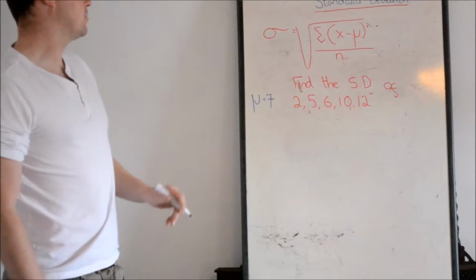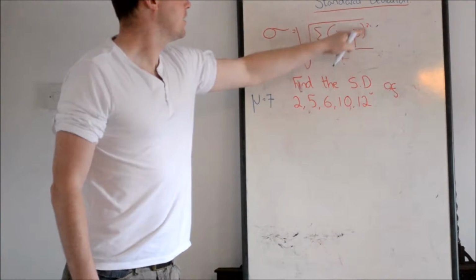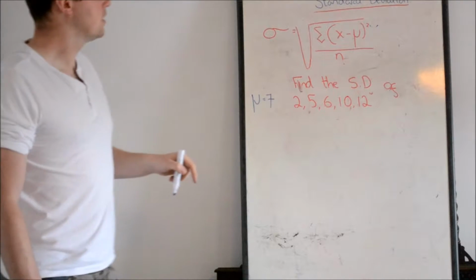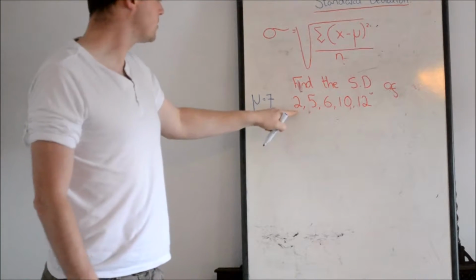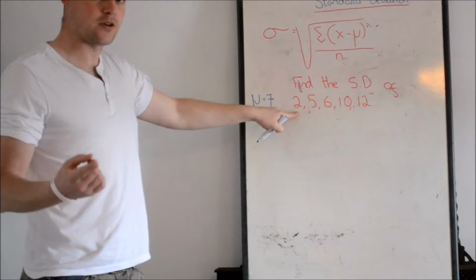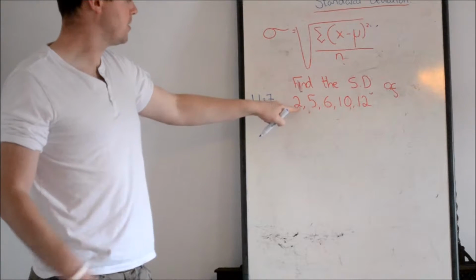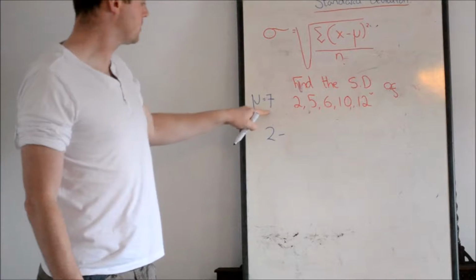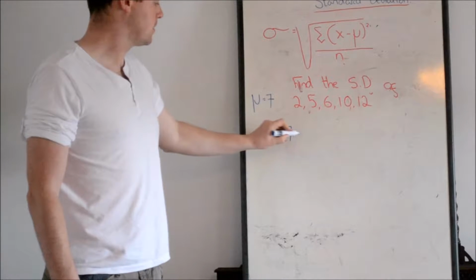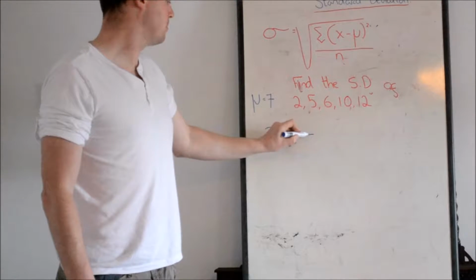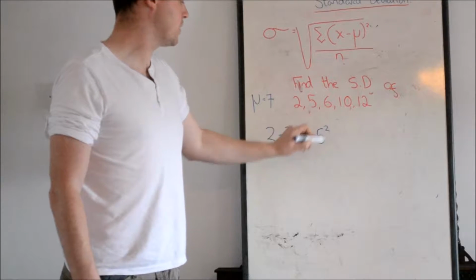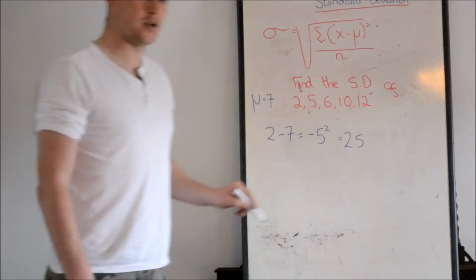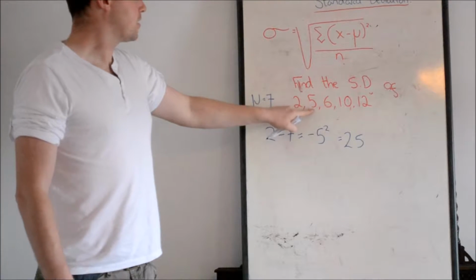So the next thing we're going to have to do, we're going to have to find this bit here, the number minus the mean to be squared. So here we go. Let's take 2 first. So in our first step, 2 is the number. So 2 minus our mean, which is 7, gives us minus 5. And we're going to square that, which gives us 25.